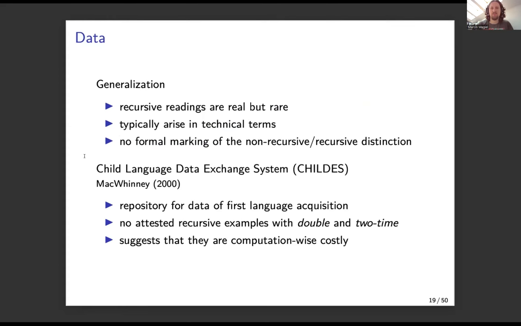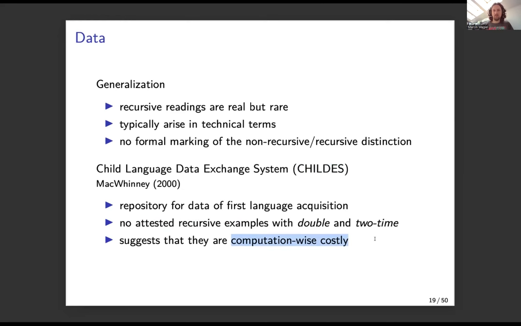And one last point is that if you look at the CHILDES corpus, which is a repository for data of first language acquisition, there are no attested recursive examples with double and two times. So this suggests that such examples are cognitively or more generally computation-wise costly.